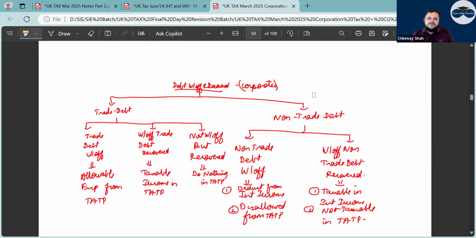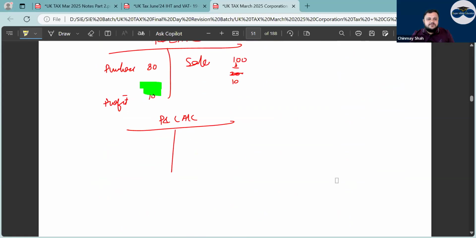Then debt written off for a company and recovered, correct? If it is a trade debt, written off will be an allowable expense, right? Trade debt recovered will be taxable income, not a bad debt recovery, correct? Then in that case do nothing in the TATP. But if there is a non-trade debt, it will be disallowed in the TATP, but deducted from interest income, correct? Non-trade debt recovered will be taxable interest income, not taxable in the TATP.